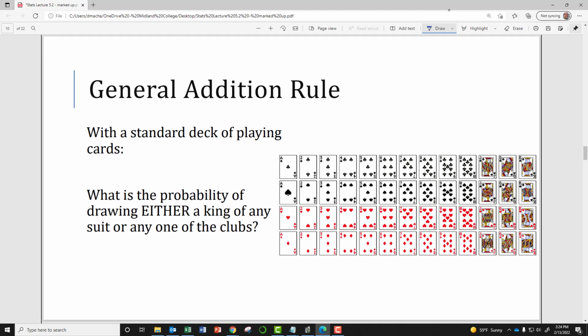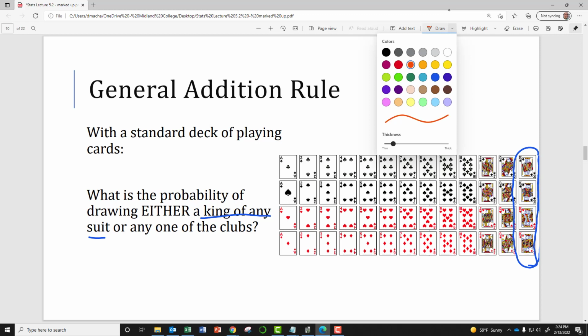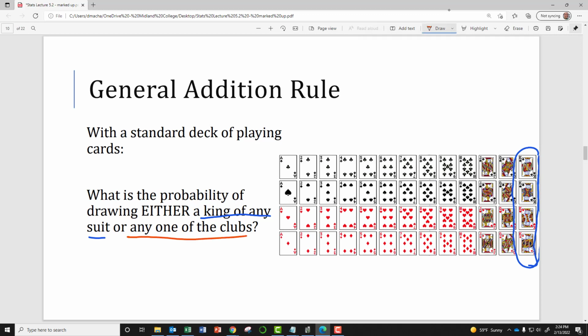Now, let's talk about a new example. Again, we're dealing with playing cards, but this time we ask what's the probability of drawing either a king of any suit or any one of the clubs. A king of any suit looks like this. I'm going to circle the 4 kings in the deck in blue. Any one of the clubs looks like this. Here are the clubs across the top row. I'm going to circle 13 cards for the clubs.